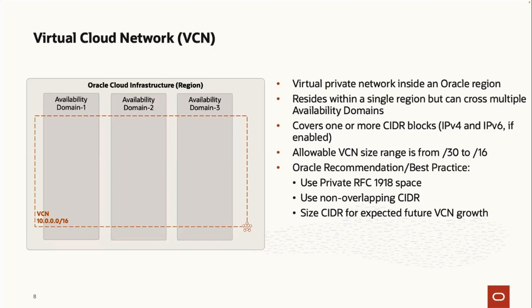Now, the allowable VCN CIDR block range for IPv4 can be as large as a /16 or as small as a /30. And with that, we always recommend that you make use of the private RFC 1918 address space. Another recommendation is to always make sure it's non-overlapping with any other VCN or any other private network, whether that's on-prem, another cloud provider, or even another region. Making these non-overlapping will always make your life easier as you scale for growth.